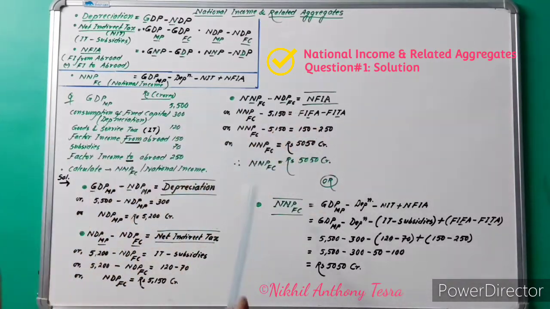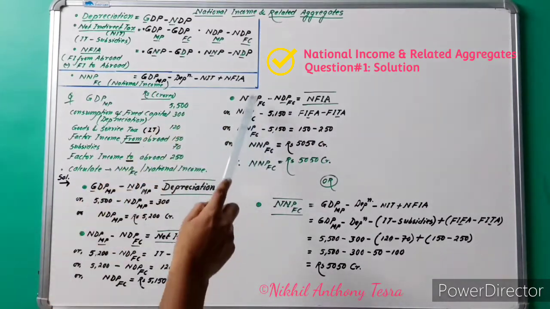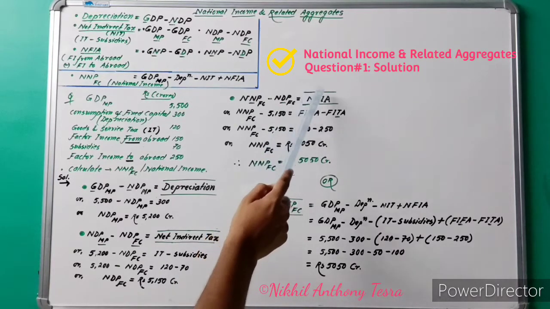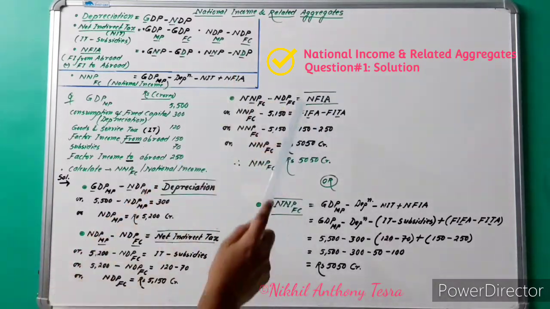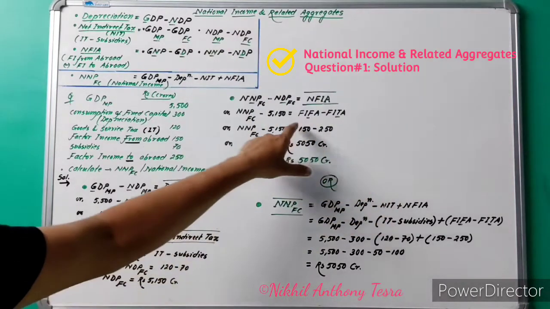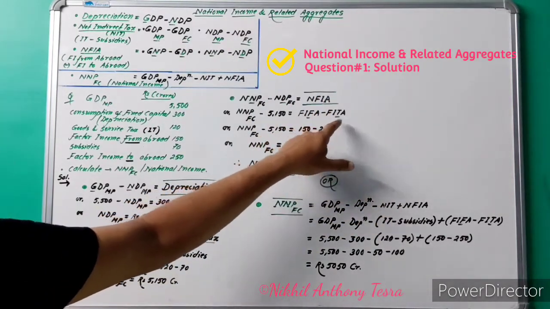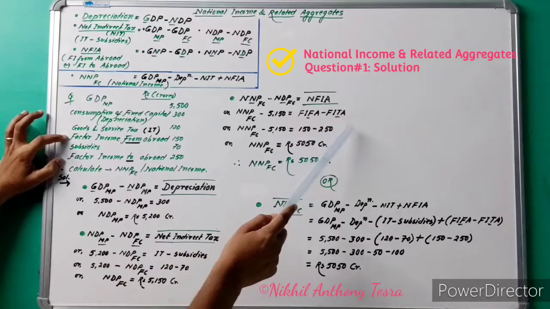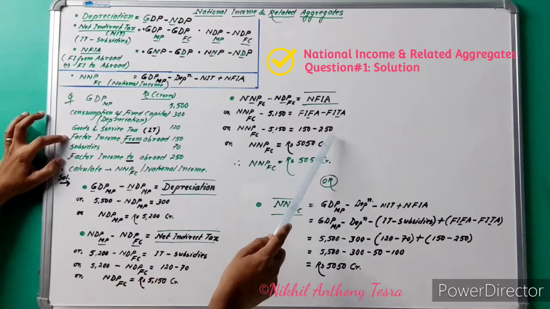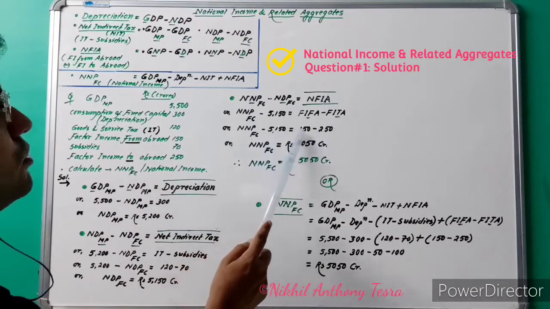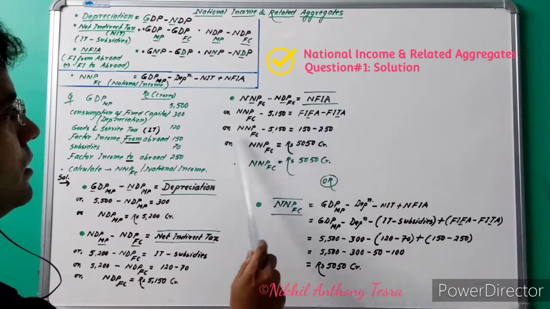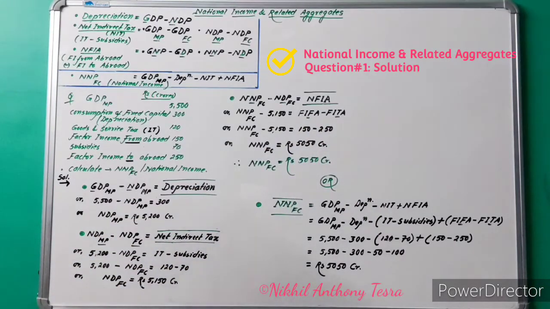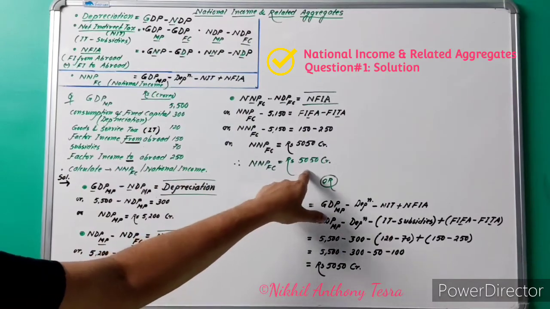For example, NNPFC minus NDPFC, 5150. Now net factor income from abroad, I have already explained, is factor income from abroad minus factor income to abroad. Factor income from abroad is given, 150, minus factor income to abroad, 250. So NNPFC minus 5150 equals 150 minus 250. This will be minus 100, so NNPFC equals 5050 crores. The required answer is NNPFC equals 5050.